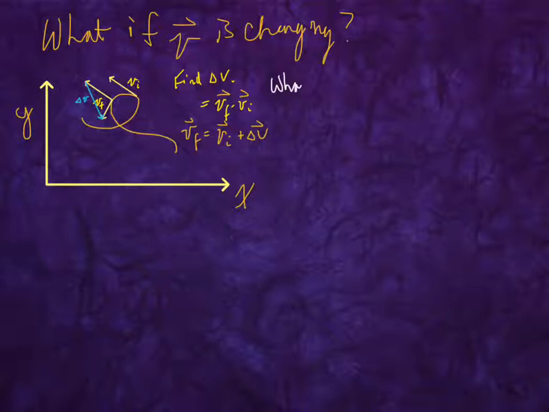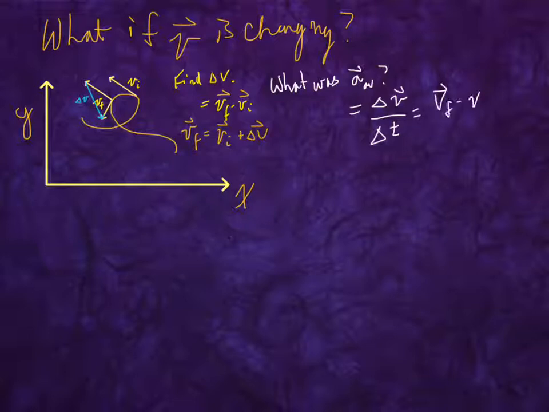So in that case, what was our average acceleration vector? Well, it would be in the same direction as our change in velocity. It would just be that change in velocity divided by our change in time. That would be our acceleration. So VF minus VI over delta T.